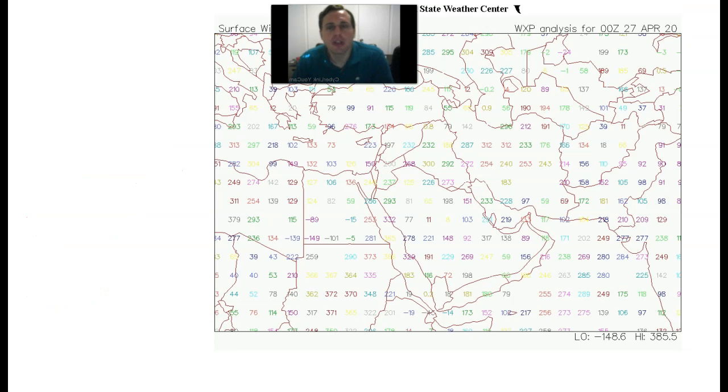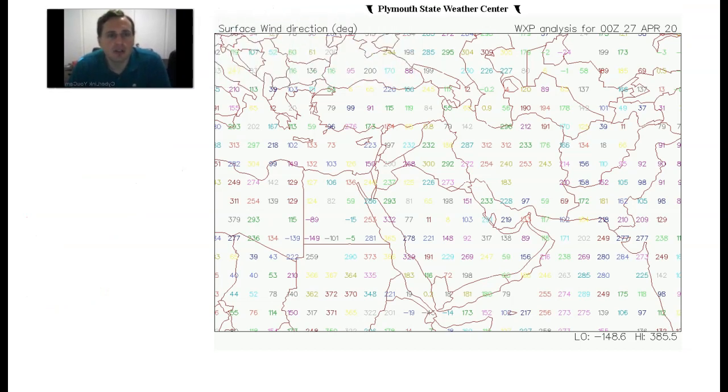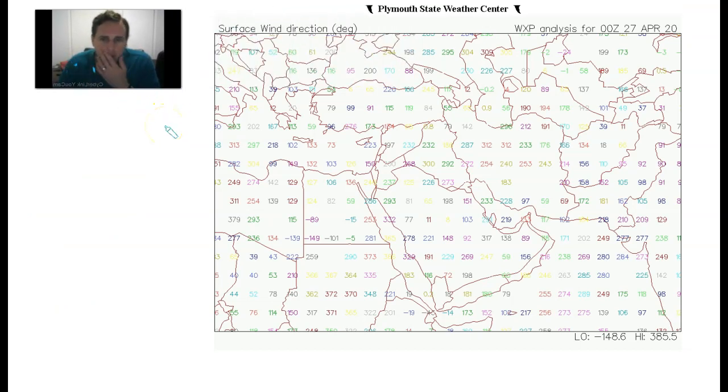I'm also using Plymouth State University again, but wind direction is a much harder thing to plot because the numbers can vary widely. All that being said, we should basically take just a grid of the wind directions at various places. Okay, so let's look at surface wind direction. And this is going to be in degrees.